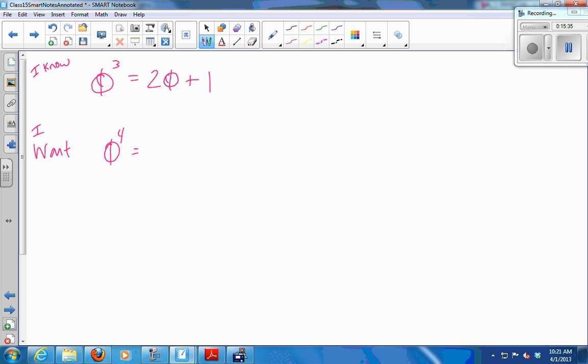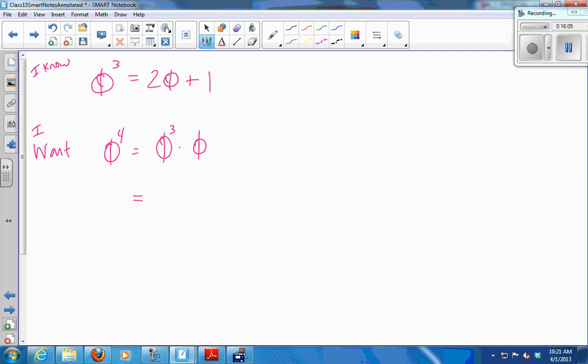Okay, so I know phi cubed, I want phi to the fourth. So my first little trick was the property of exponents. I said, well, if I want phi to the fourth, I could do phi cubed times phi, because the property of exponents says that when you multiply like bases, you add the exponents. So this is phi cubed times phi to the first. So I could add the exponents and get the phi to the fourth.